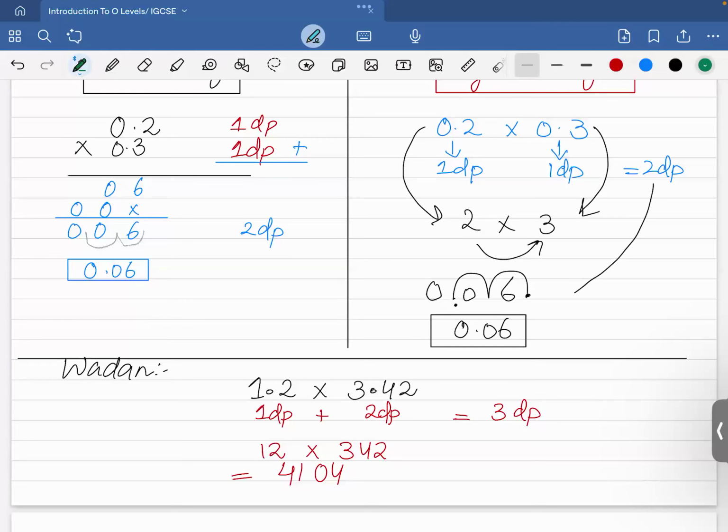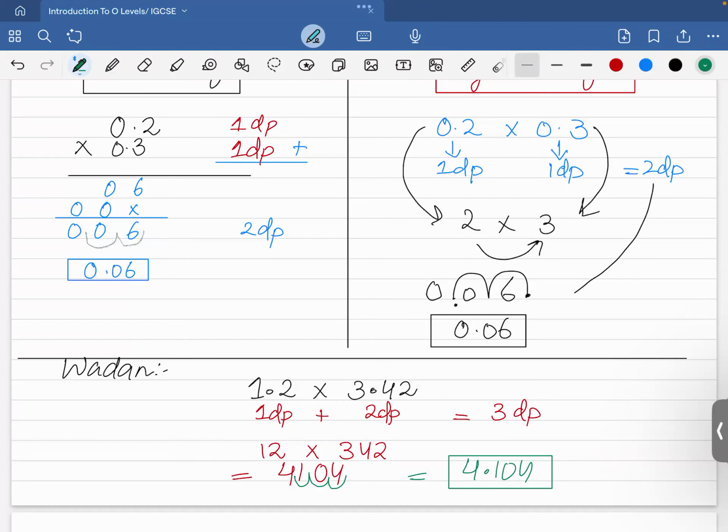So now you can see one thing, it's 3 dp. So 1, 2, 3. So the answer is 4.104. Understood? Yes, sir, thank you so much. Any problem so far? No sir, it's clear.